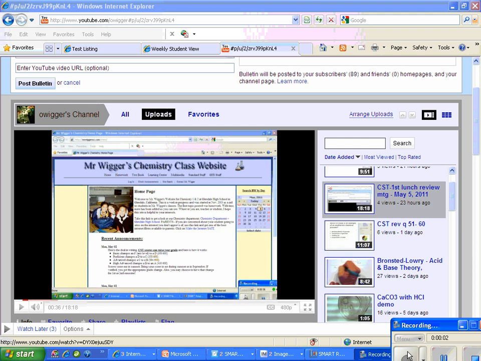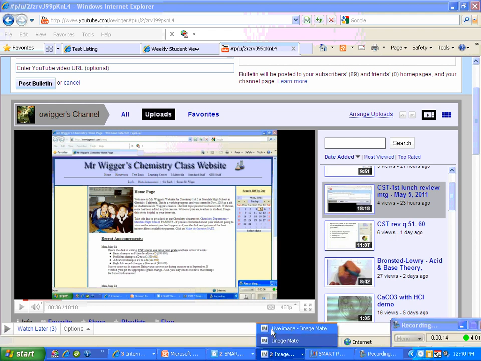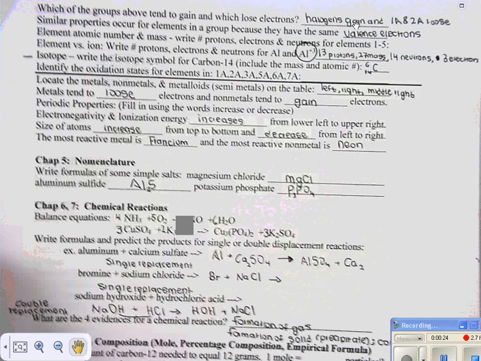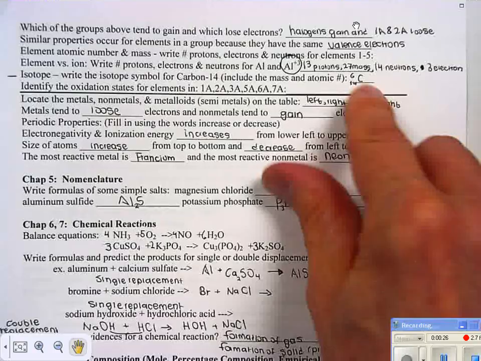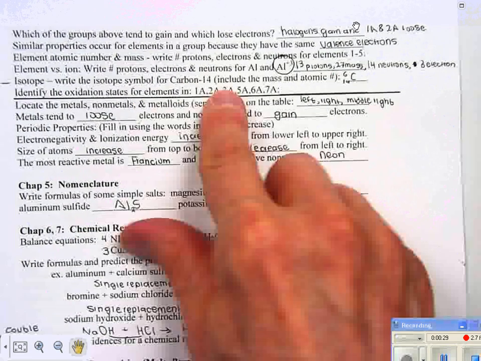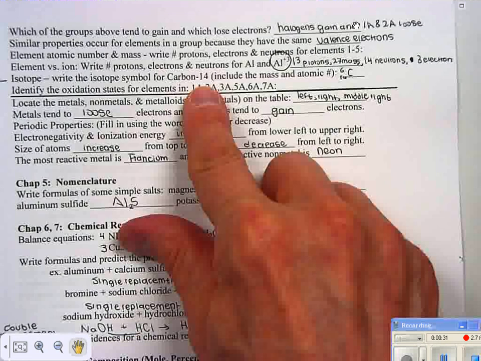This is Friday, May 6th, and we're doing the second lunchtime CST review. What we're going to do is take a look at a question that was brought in that goes back into last semester's work. And that was on a review that Mrs. Jahshan's giving. And the first one that I want to point out to you is the carbon-14.